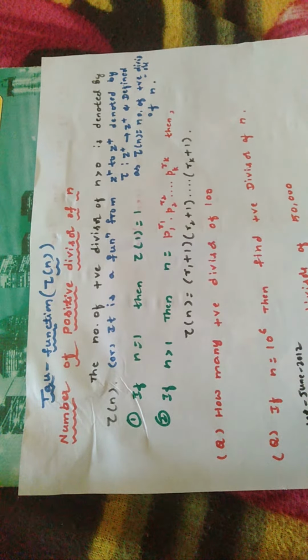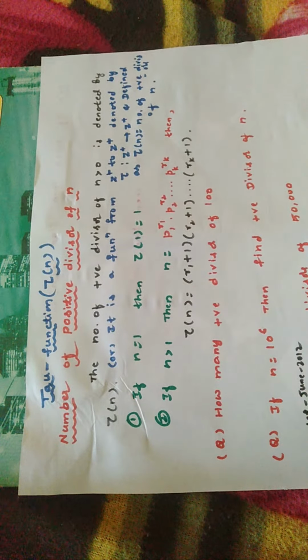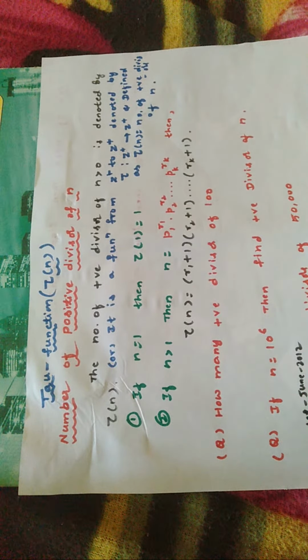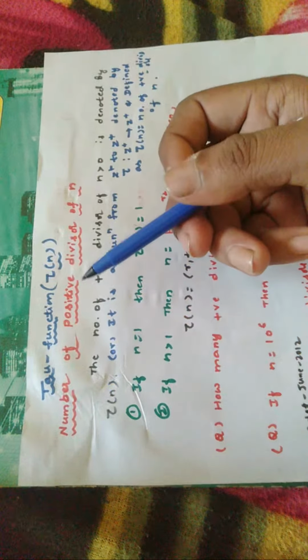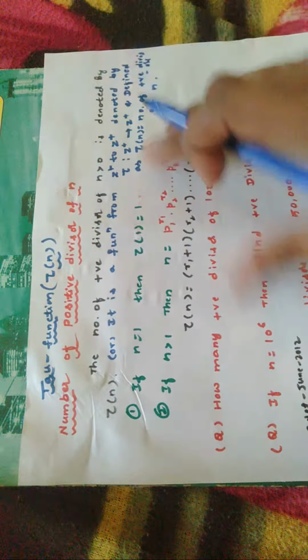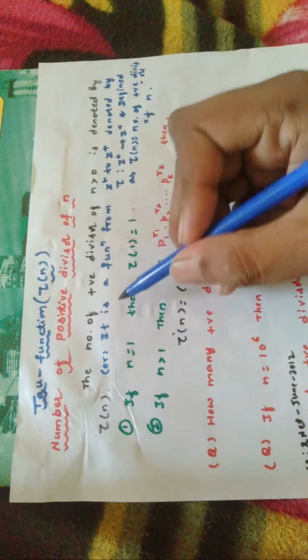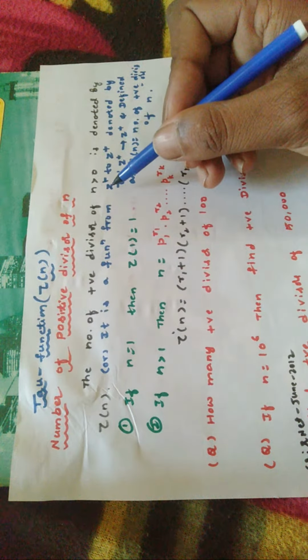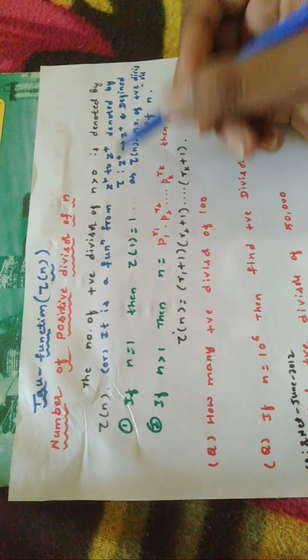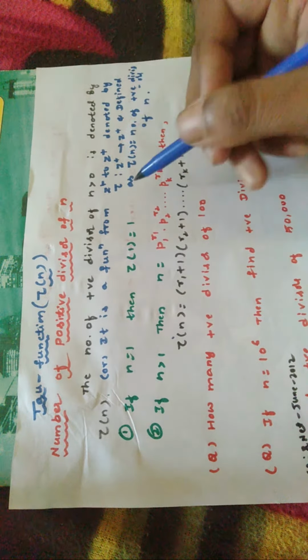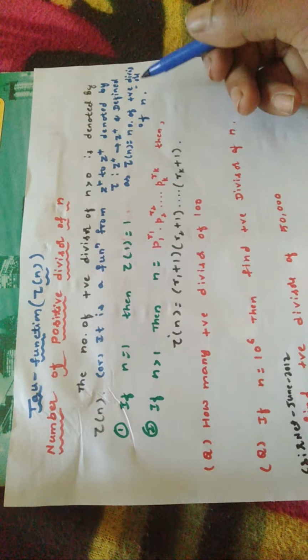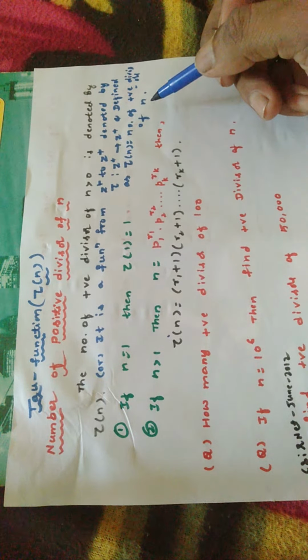Today we are discussing properties of the tau function and sigma function, and there are some questions also asked in various examinations. The tau function we also call the number of positive divisors of n. The definition of the tau function is: it is a function from Z plus to Z plus, denoted by tau, mapping from Z plus to Z plus and defined as tau of n is equal to the number of positive divisors of n.